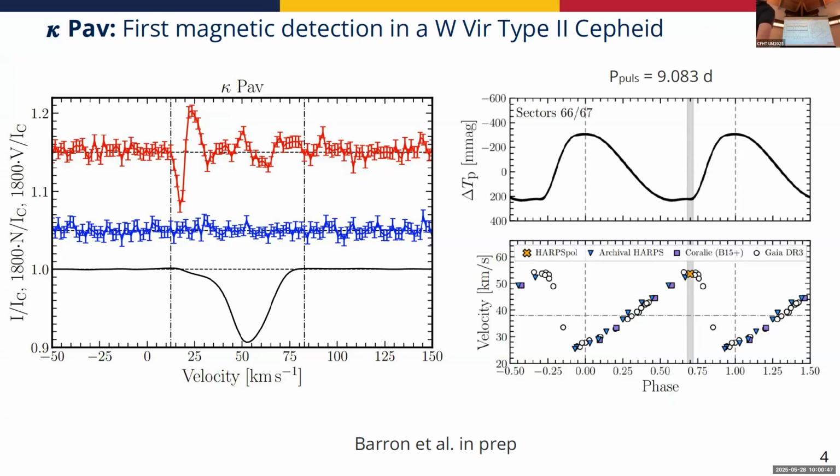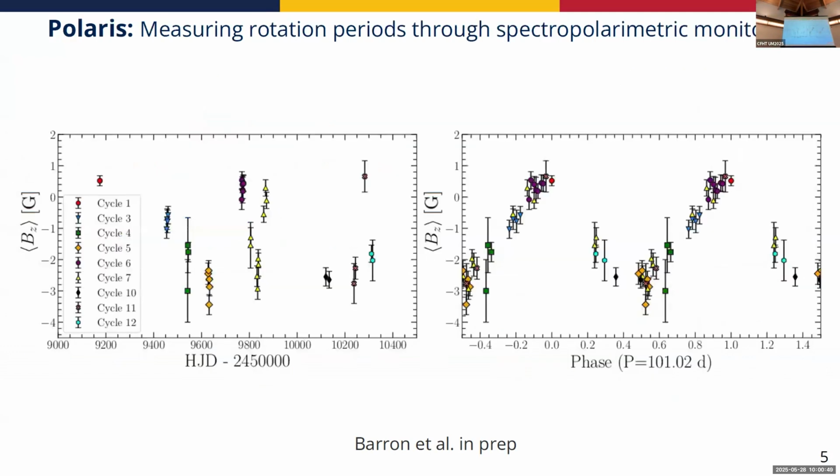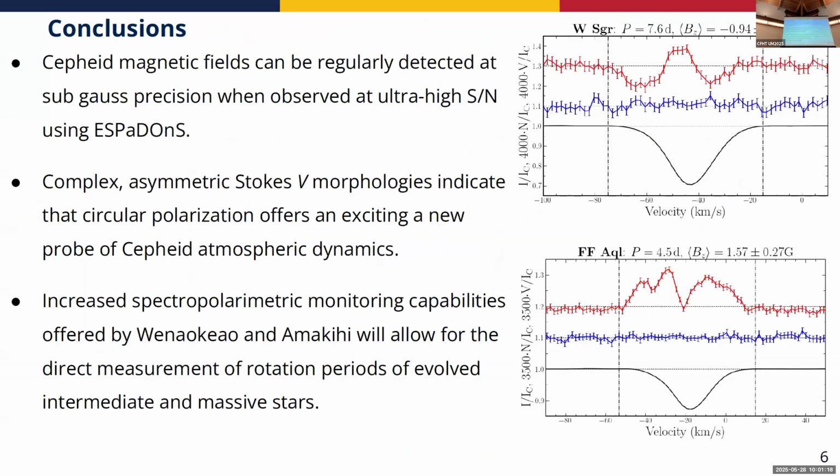I'll finish here by showing observations we have obtained over the past few years of Polaris, trying to measure its rotation period. This has been challenging due to the limited number of mountings Espadons has every semester, but with enough observations, we now believe we have good evidence that the rotation period of the star is about 100 days, and over 12 or so rotation cycles, the field has remained stable at a sub-Gauss level, which is giving us some indications of the origin of the field and its stability. And I'll just finish by leaving my conclusions here.